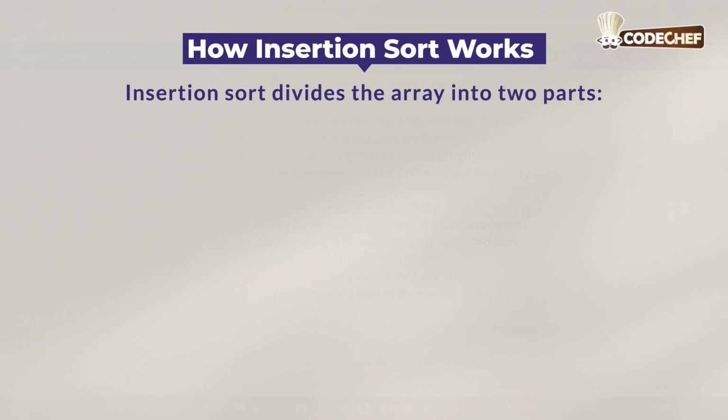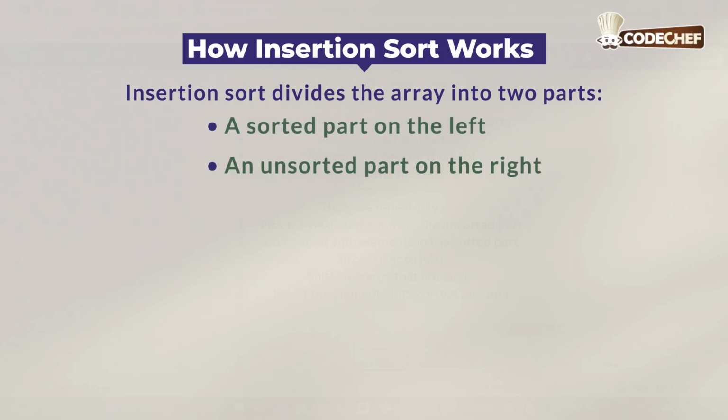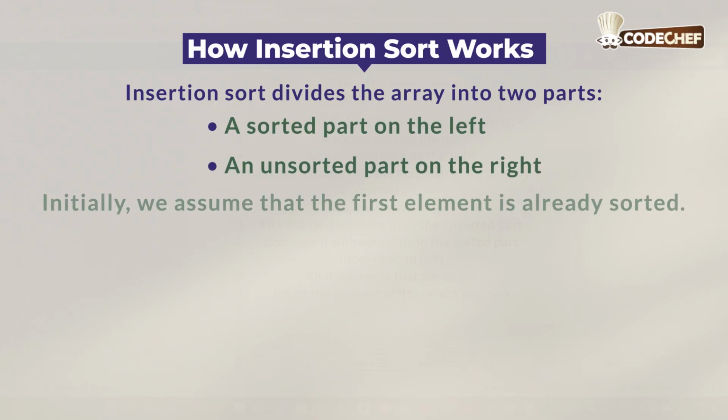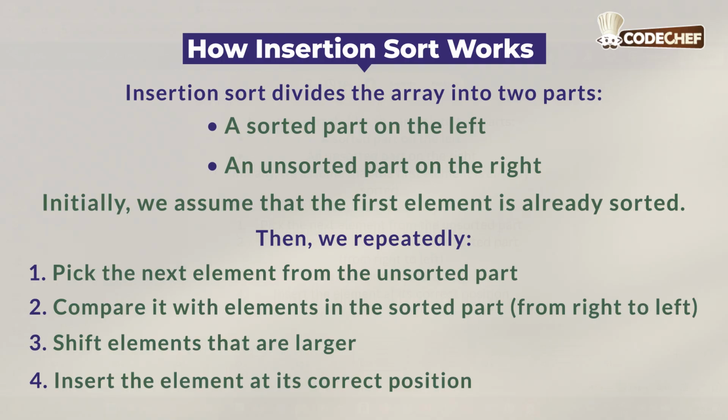Now let's see how it works. Insertion sort divides the array into two parts, a sorted part on the left and an unsorted part on the right. Initially, we assume that the first element is already sorted. Then, repeatedly, we pick up the next element from the unsorted part, compare it with elements in the sorted part, shift elements that are larger, and insert the element at its correct position. This process continues until all elements are placed correctly.